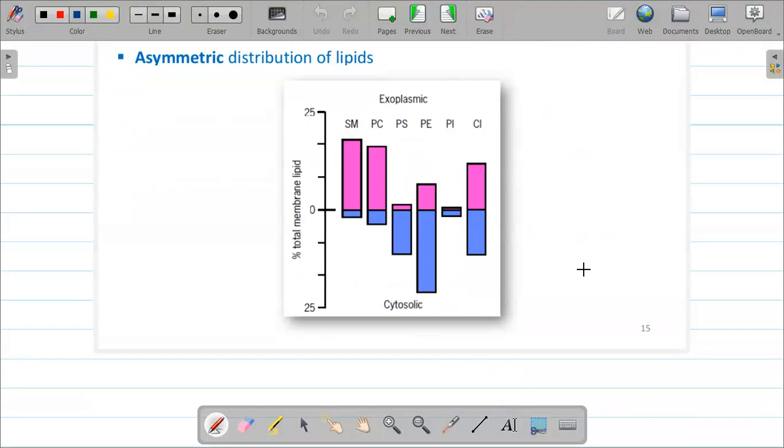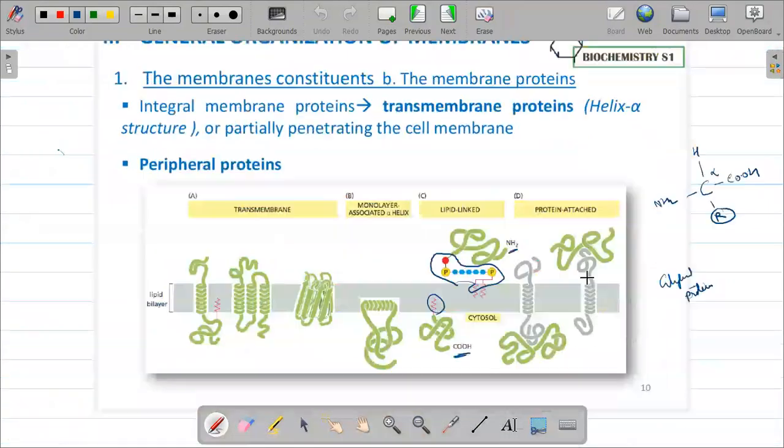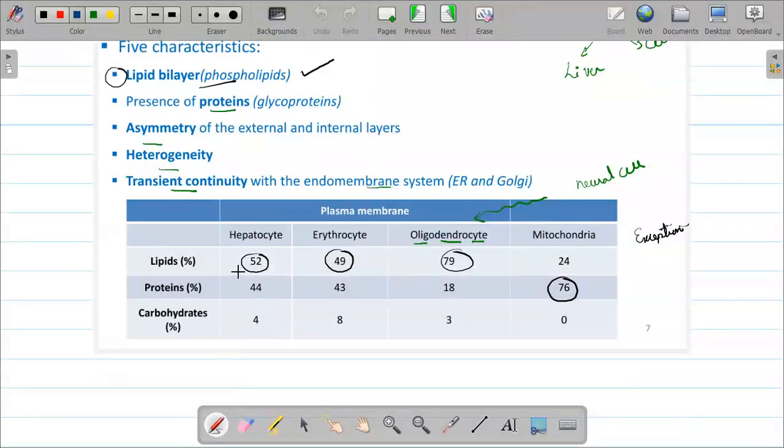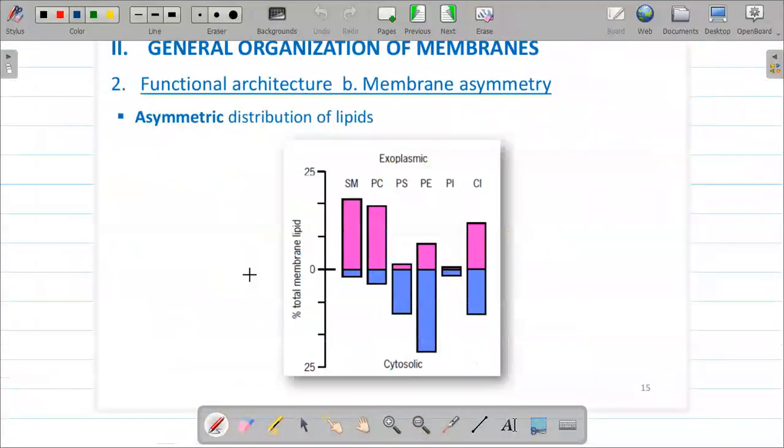It's a simple topic. Look at the functional architecture of membrane symmetry. They are asymmetrical in distribution. I'll show you here. The distribution of lipids is not always equal. In human liver cells, it is 52 percent. Erythrocyte is 49 percent. In neural cells, it is 79 percent. In mitochondria, it is 24 percent. That means the distribution of the fat layer is not at all uniform. So, asymmetric.